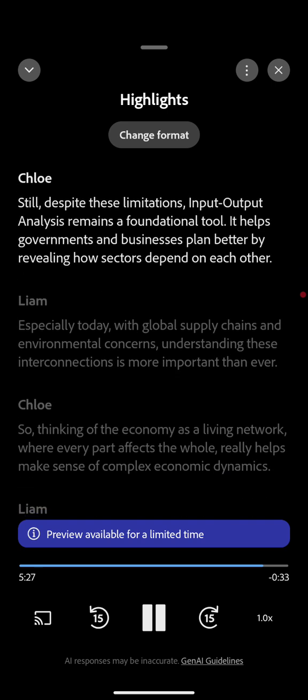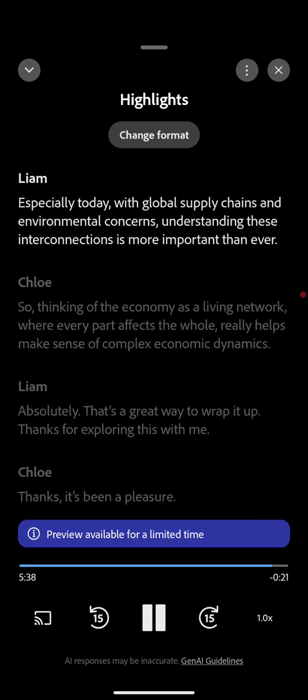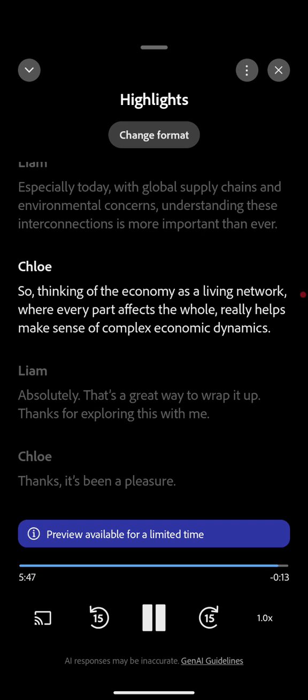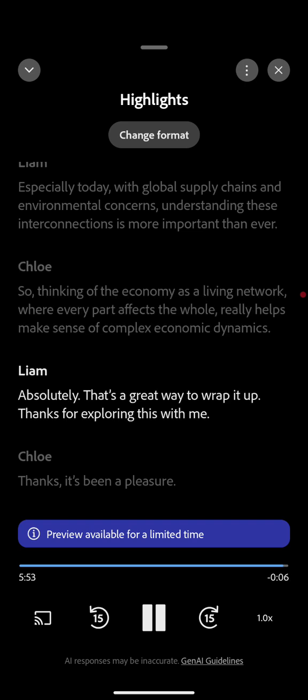response. Still, despite these limitations, input-output analysis remains a foundational tool. It helps governments and businesses plan better by revealing how sectors depend on each other. Especially today, with global supply chains and environmental concerns, understanding these interconnections is more important than ever. So thinking of the economy as a living network where every part affects the whole really helps make sense of complex economic dynamics. Absolutely. That's a great way to wrap it up.